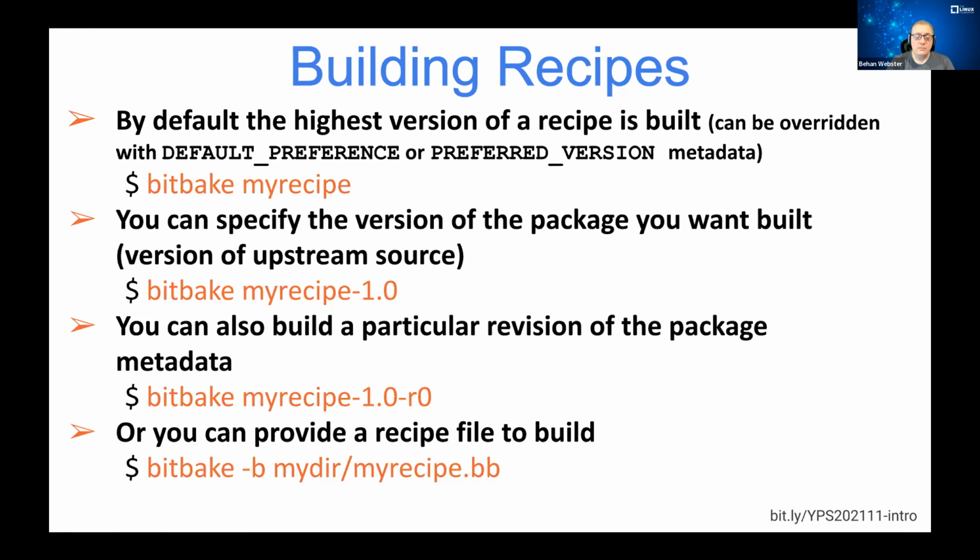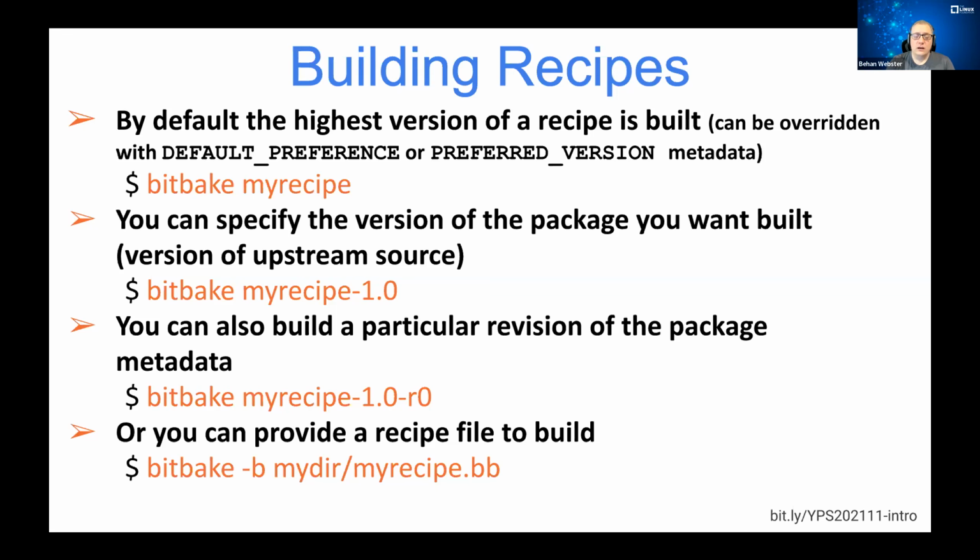So when you say Bitbake my recipe, it will build the appropriate recipe. Again, highest version, the one with the highest default preference, or the preferred version in the reverse order I just said. So preferred version is built first. If that's not there, go with the highest default preference. Otherwise, the highest version is the order it's looked at. You can also specify a specific version you want built from the command line. Again, Bitbake my recipe dash and then the number itself.